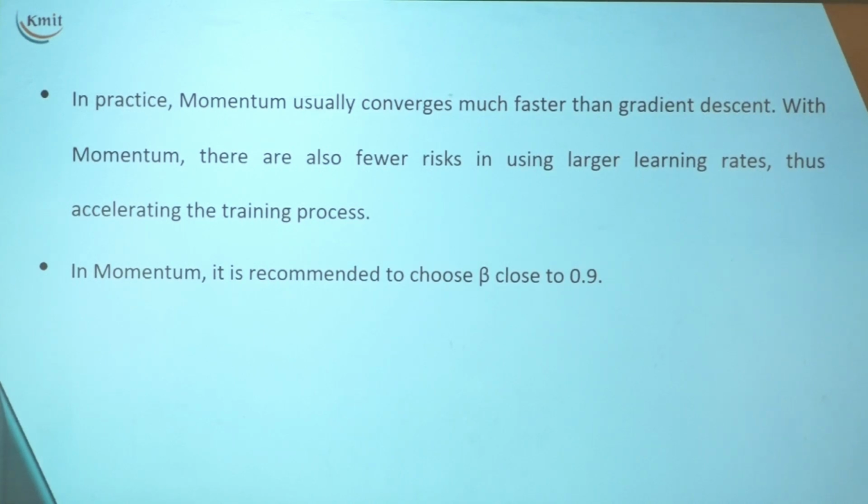In practice, momentum usually converges much faster than gradient descent. With momentum, there are also fewer risks in using larger learning rates. When you try to reach your global minima, the learning rate gradually gets affected in your momentum. As it gets near, the larger learning rate will have effect on what? The global minima reaching this.